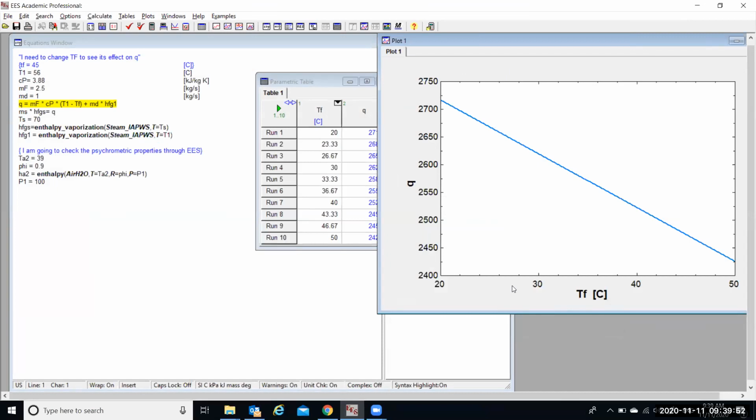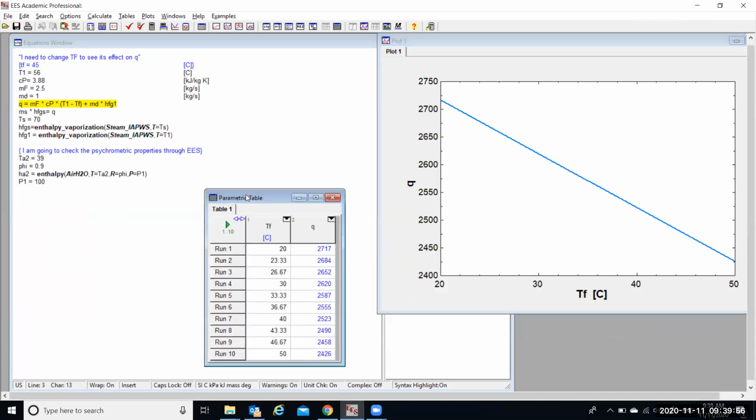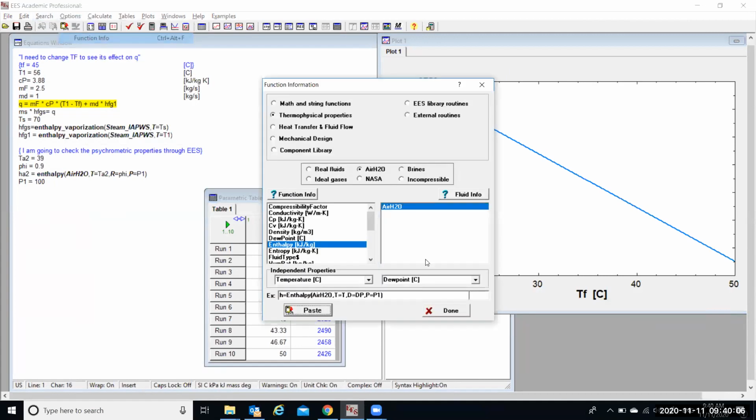So this is a very powerful sort of program. All you have to do is make the number of equations equal to the number of unknowns. You have a very rich property database that will give you many of these.